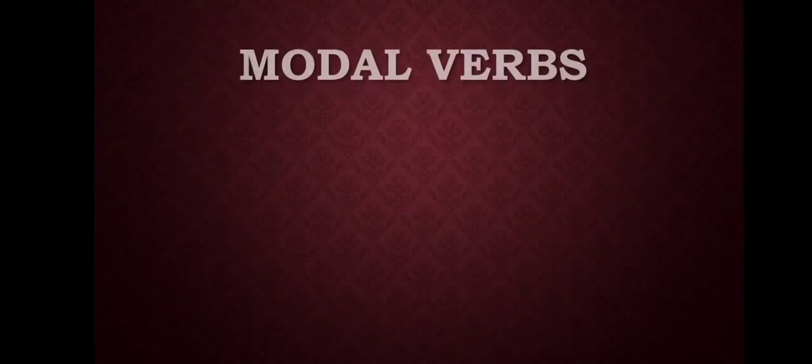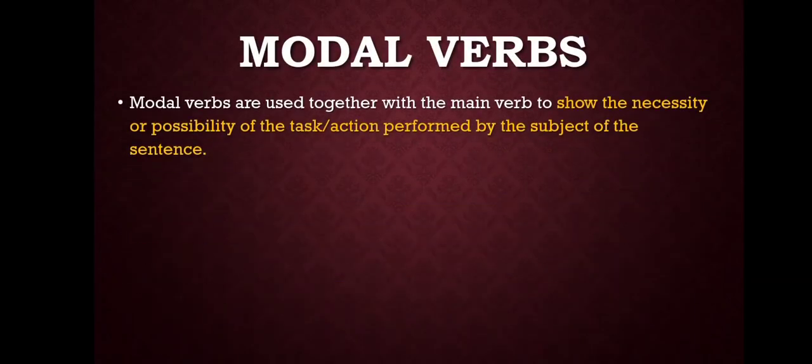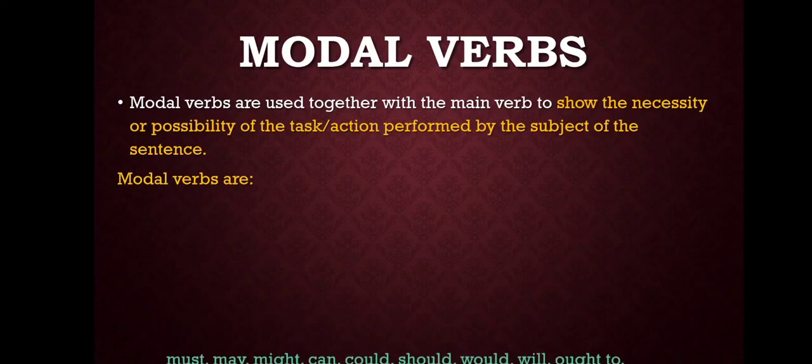The last type of today's class is modal verbs. Modal verbs are used together with the main verb to show the necessity or possibility of the task or action performed by the subject of the sentence. If the doer of the sentence is not sure what task he or she is performing or would perform, then you have to use modal verbs.